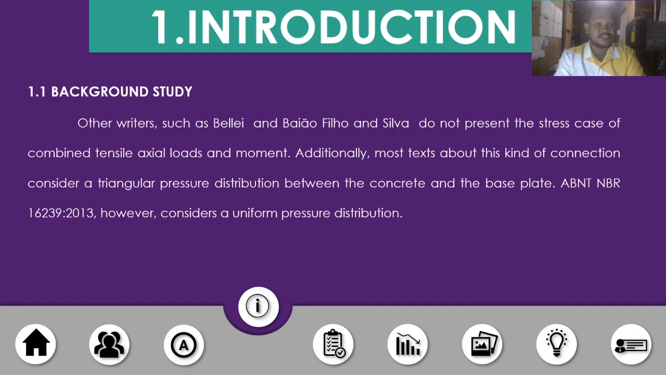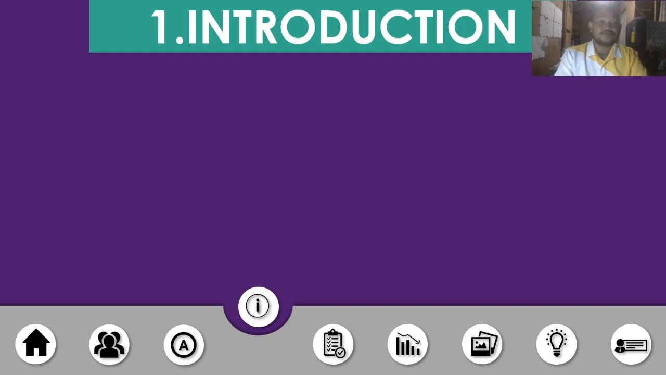Other writers such as Belay and Biafilo and Silva do not present the case of combined tensile axial loads and moment. Additionally, most texts about this kind of connection consider a triangular pressure distribution between the concrete and the base plate. ABNT NBR 16239-2013, however, considers a uniform pressure distribution.